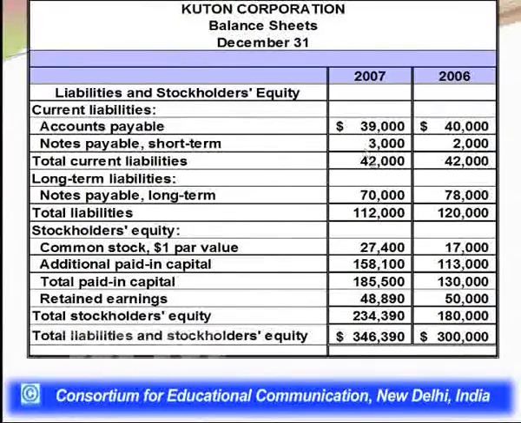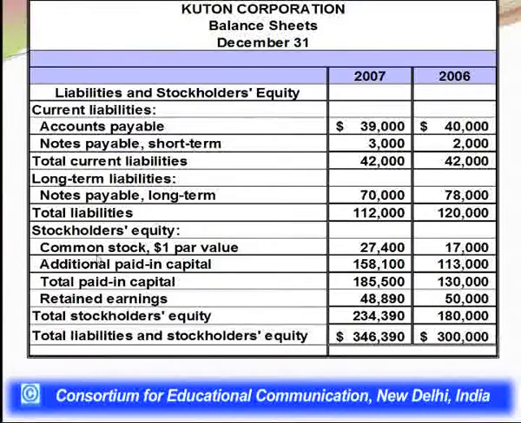So total liabilities, which is this 42,000 and 70,000 here, the sum of these two figures comes out to be 112,000. So 112,000 is the total liabilities, current as well as long term, for this company in 2007, and it was 42,000 plus 78,000, which comes out to be 120,000 for 2006. So it means the total liabilities have gone down for the company from 2006 to 2007.